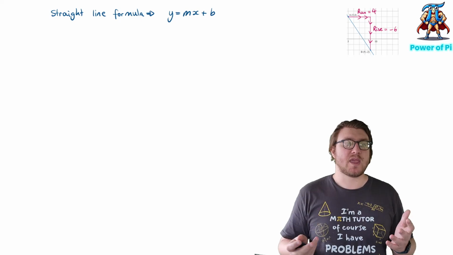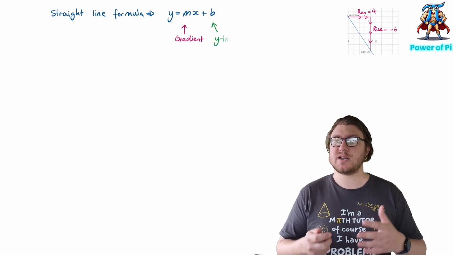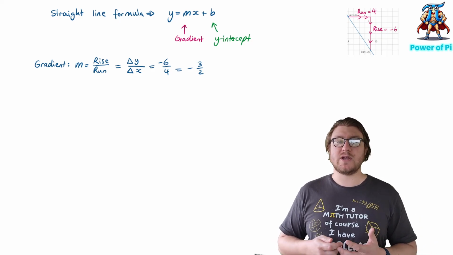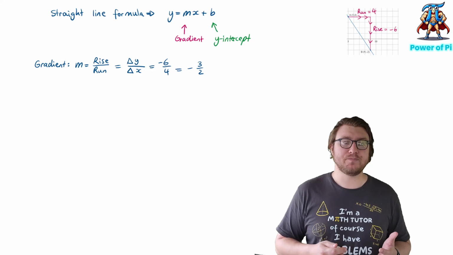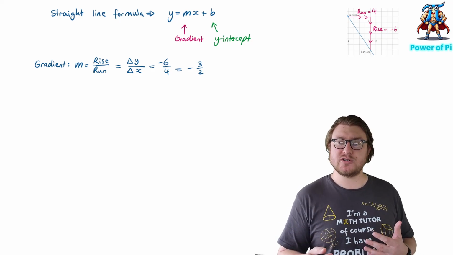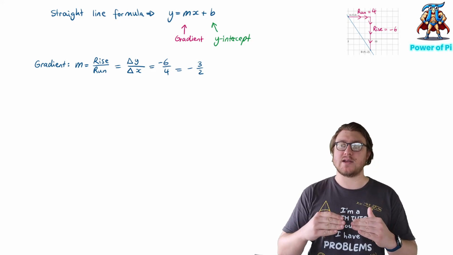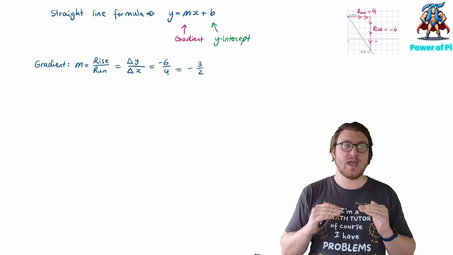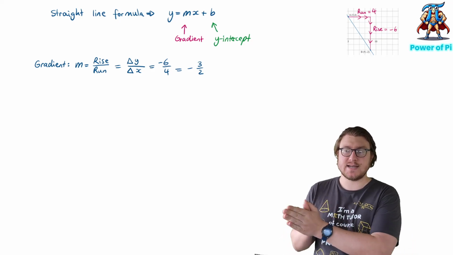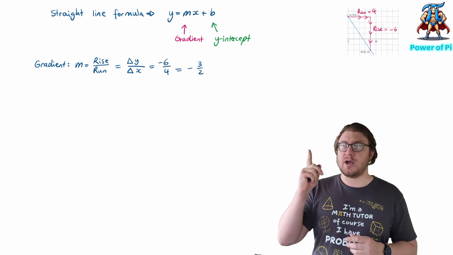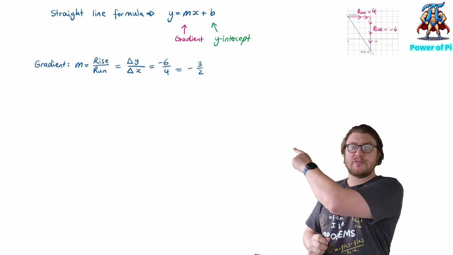Right, so we need 2 things, the gradient and the y-intercept. For the gradient, we use the formula rise over run. I always remind my students, rise means we're looking at the difference in y, so the difference in up and down. Whereas the difference in x is left and right movement. So if we look at our picture above, we can substitute in our values.